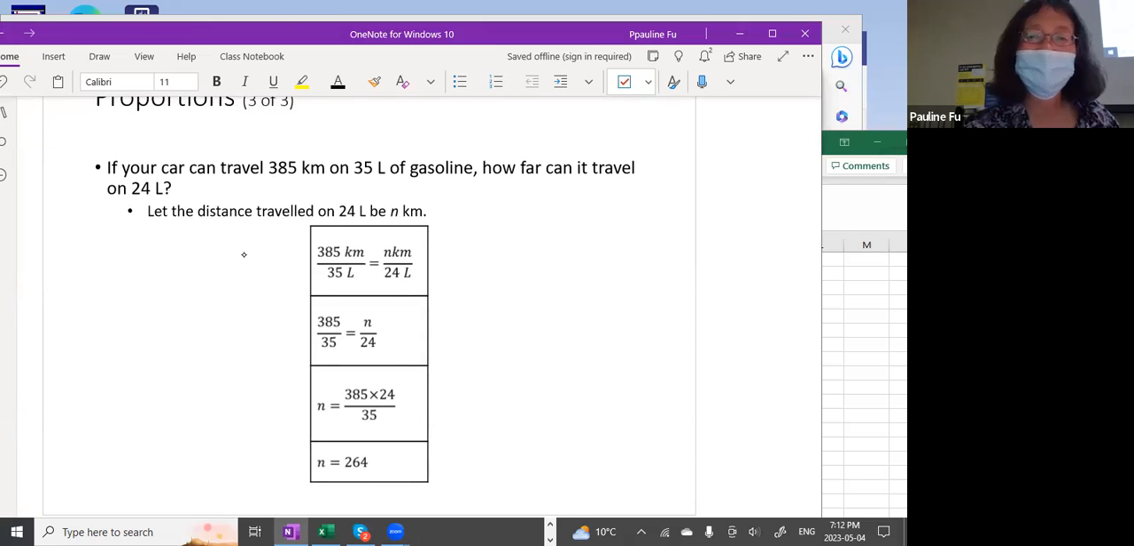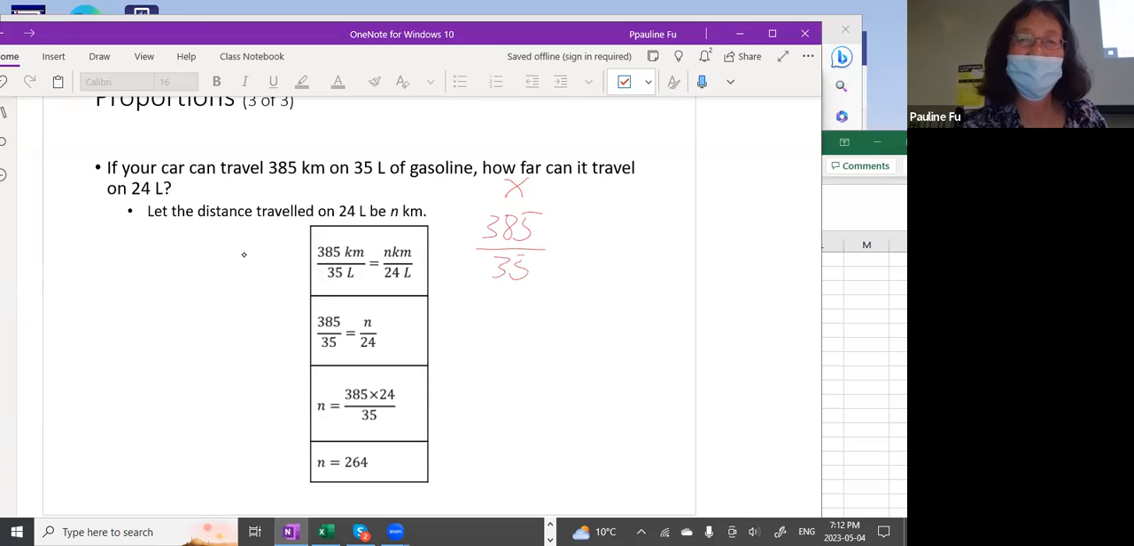So how far can it travel? Let's say x. Your car can travel x kilometers. When you travel 385, you use 35 liters of gasoline. And now, you travel x, you'll use 24.